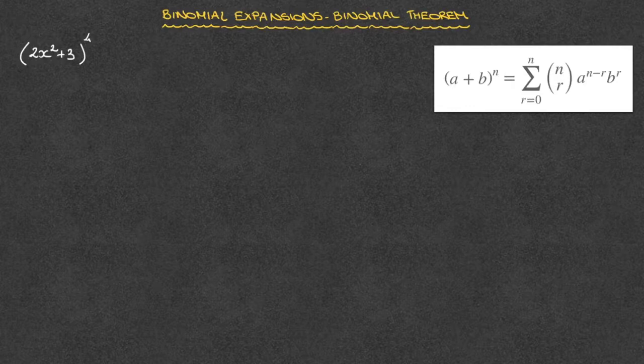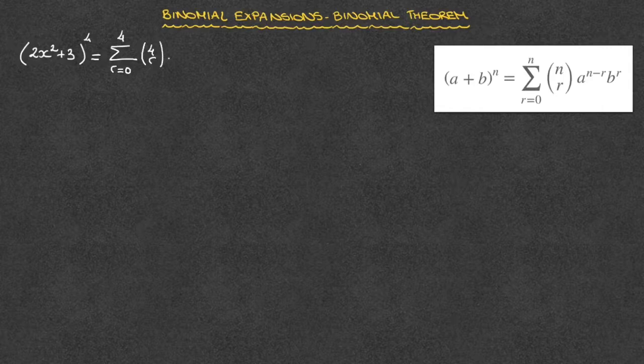So to get started, we can copy the right-hand side of our formula, replacing every a that we see by 2x², every b by 3, and every n by 4. In other words, this is equal to the sum from r equals 0 up to 4 of the binomial coefficient (4 choose r) times (2x²) raised to the power of 4 minus r, times 3 raised to the power of r. And writing this sum is as far as our formula will take us.